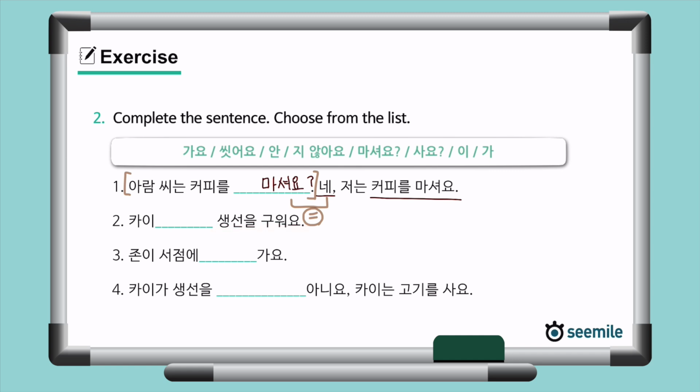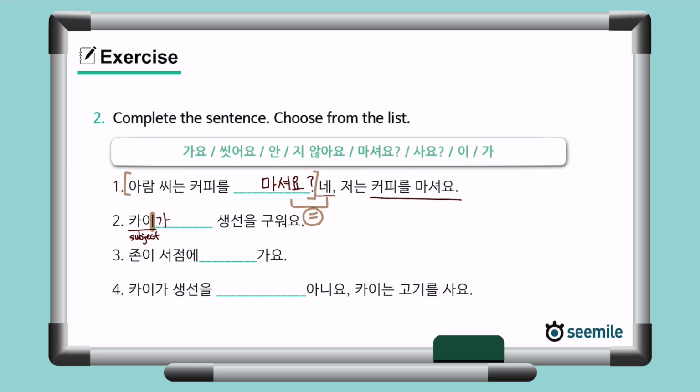Number 2. 생선을 구워요. To grill fish. Kai must be the one who performs the action. In other words, he is the subject of the sentence. And the name Kai ends in a vowel, so the subject marking particle 가 should be used afterward. Repeat after me. 카이가 생선을 구워요.